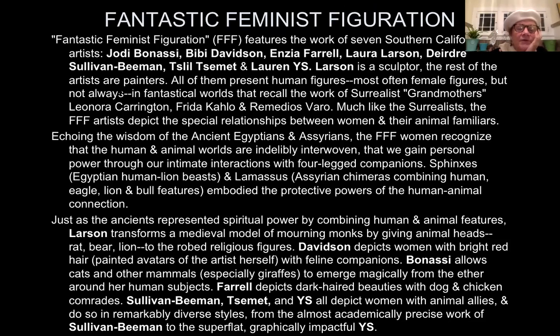And it is a show that involves 7 artists. I'm not going to show you all the work by all of these artists, but I'll show you some works by Jodi Bonassi, Bibi Davidson, Inzia Farrell, who's the not as well-known artist that I mentioned earlier, Laura Larson, Deirdre Sullivan-Beeman, Sil Semet, and Lauren Y.S. So those are the artists. And then this places them in historical context and then ends by talking about what the goal of the exhibition is.